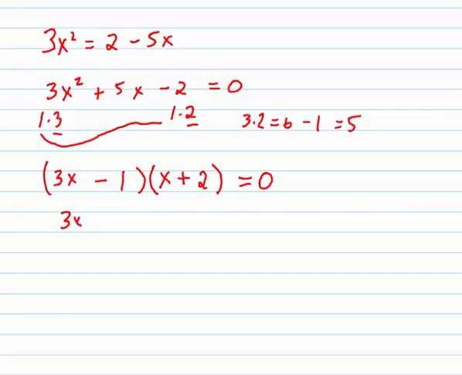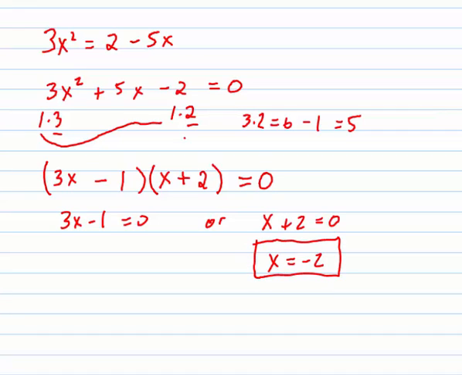So we have 3x minus 1 is equal to 0, or x plus 2 is equal to 0. So x is equal to minus 2 is one solution. And notice with these x squared and x, we're always getting two solutions because this is a second degree equation. Over here, we have 3x is equal to 1 and x is equal to 1/3. And those are our two solutions.